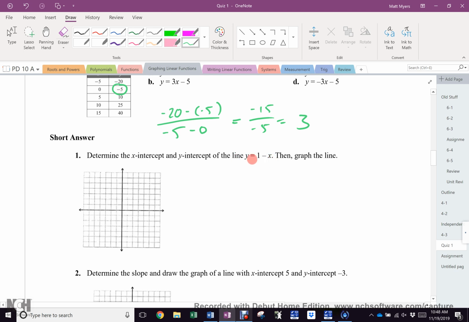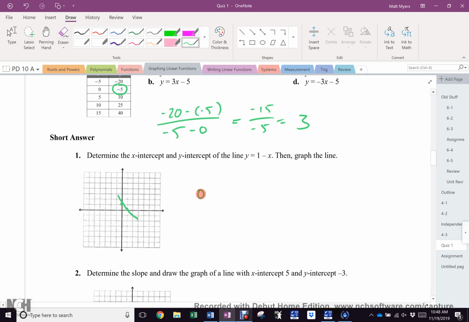This is very tricky. Is y isolated? So what is the slope? -1, because the number that's with x is always the slope whenever y is isolated, even if it's in a weird order. So what is the y-intercept? +1. And its slope is -1. So it goes that way. So the x-intercept is 1. And that is how you graph the line.